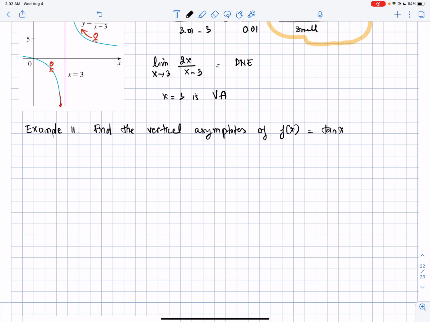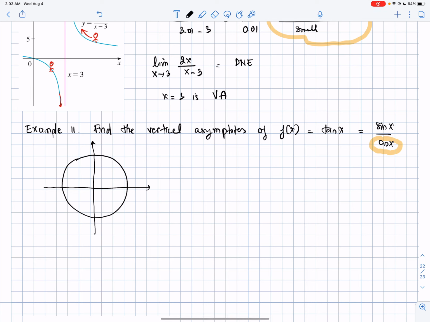Example number 11. We want to find the vertical asymptotes for a function f of x equal tangent of x. So you know that the tangent of x is sine of x over cosine of x. So if we can find the value of x such that the cosine of x approaches 0, now we're going to draw the unit circle, if we recall from trigonometry or pre-calculus class before.